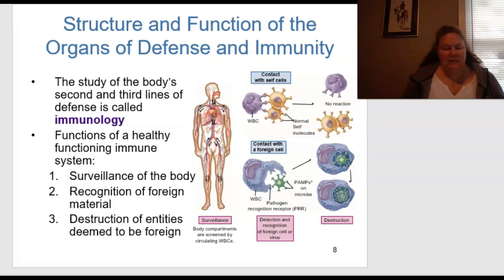So looking at the structure and function of the organs of defense and immunity, you can see that the study of the body's second and third lines of defense is called immunology. And these are basically the functions of a healthy functioning immune system. The first thing we do is survey the body to make sure that everything's intact. If we have a problem, then we recognize that foreign material. And in the third step, we actually destroy the entities that are deemed to be foreign. So you can see here that we survey, we detect, and then we destroy.